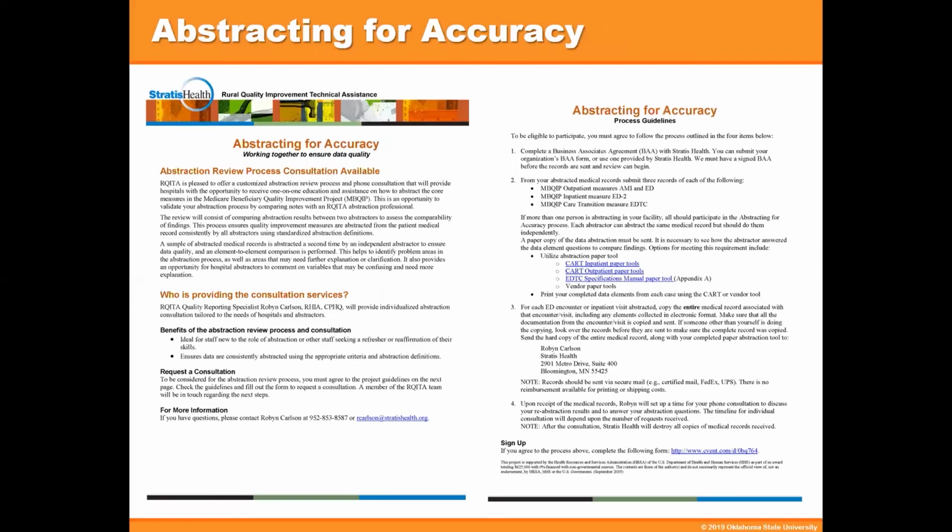Lastly, abstracting for accuracy. This is with Robin Carlson at Stratus. Here's just a brief overview of the information. From what I understand, sign up is an ongoing process, so there's not necessarily deadlines or cohorts to get in. The hospitals that I know have worked on this have provided really great feedback. What you do is you abstract some of your records, you share those records with Robin, and then she abstracts them, and you compare and see what am I missing or how should I be doing this. If you would like more information or if you'd like me to put you in touch with Robin, I can definitely do that.